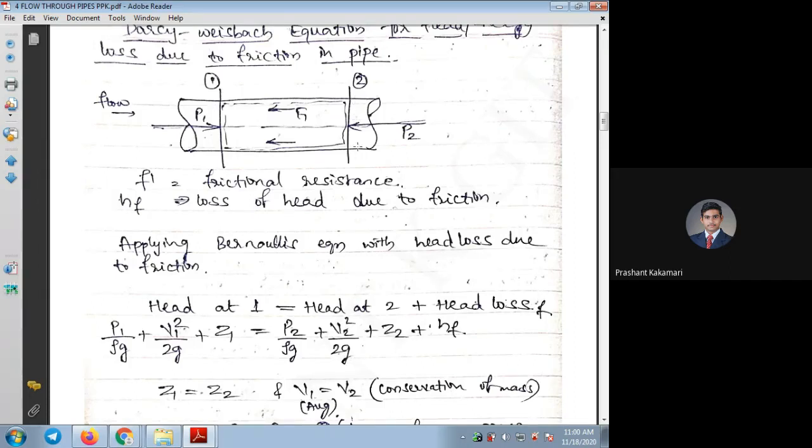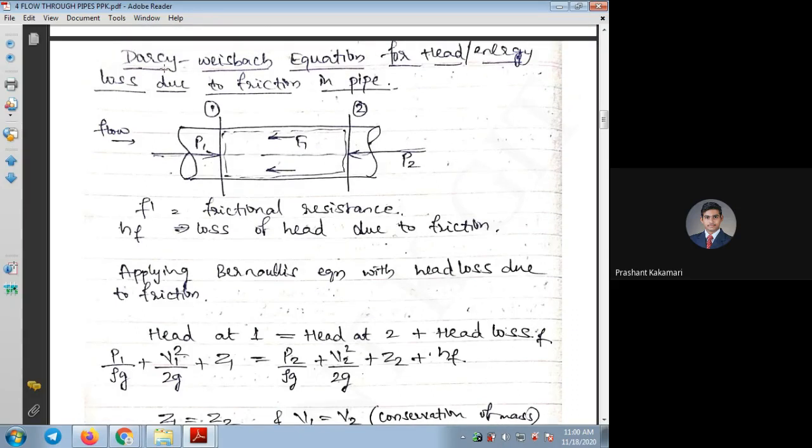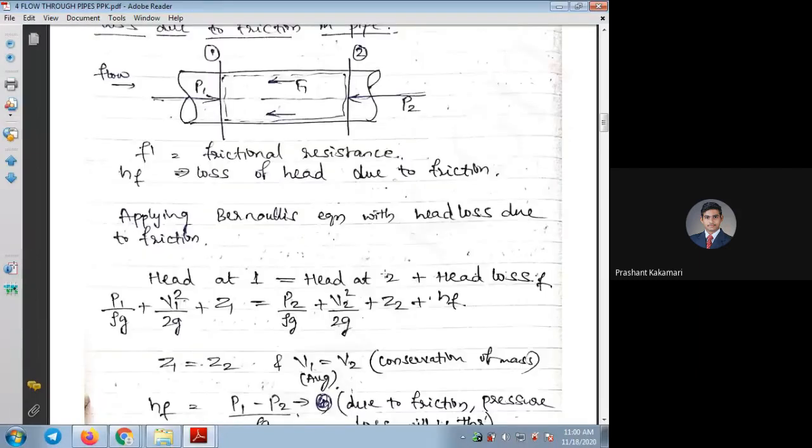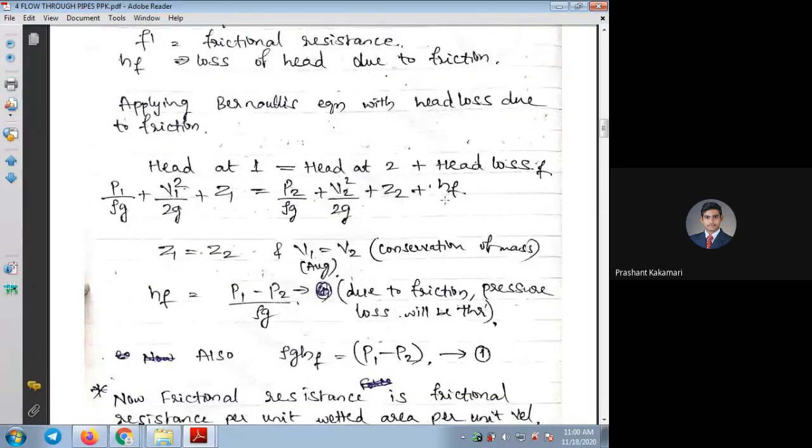So in that case, the loss of head from section 1, the head loss due to friction in our case, because here we are discussing only the Darcy-Weisbach equation. So now we are considering one extra loss, that is the head loss due to friction. Earlier you have not considered it, but in any case, if you consider it, there will be losses. So that loss is just added with the HF term here.